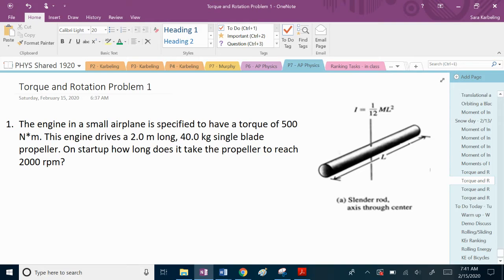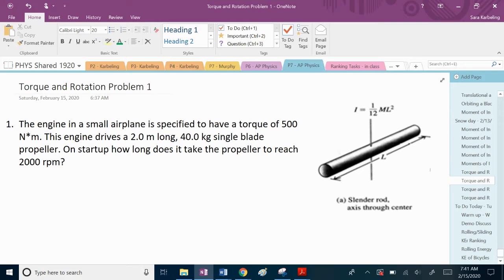Question one says, the engine in a small airplane is specified to have a torque of 500 Newton meters, and the engine drives a 2-meter long, 40 kilogram single blade propeller. Upon startup, how long does it take the propeller to reach 2,000 RPM?